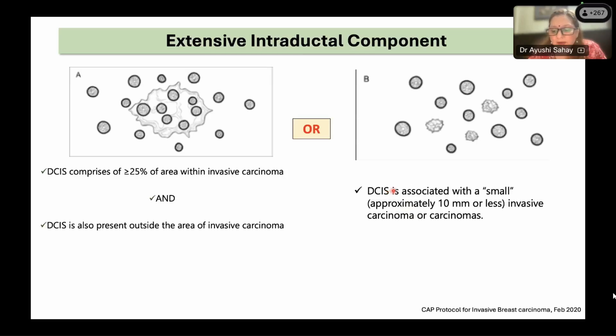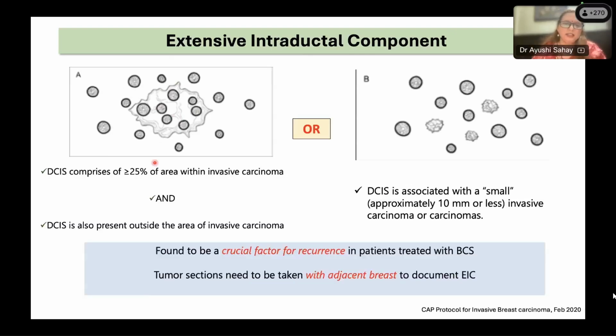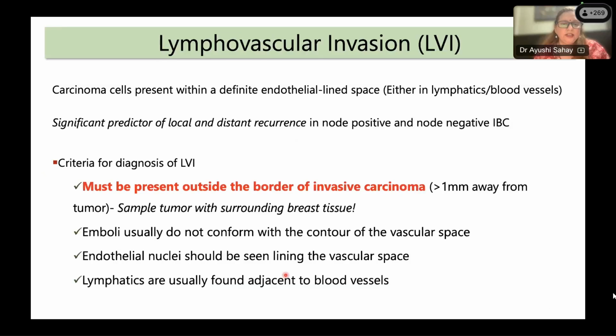And how will you be able to assess them? When you take the tumor sections with the surrounding breast parenchyma, then only you will be able to assess extensive intraductal component. And that is why any section of the tumor you take, it has to be with the surrounding breast parenchyma to be able to assess the extensive intraductal component. And this EIC is a crucial factor for recurrence, especially in patients treated with conservative surgery. And as I said, the tumor sections need to be taken with the adjacent breast.